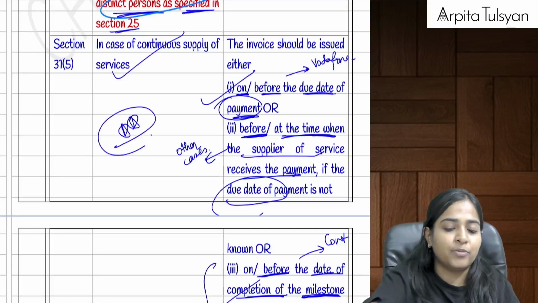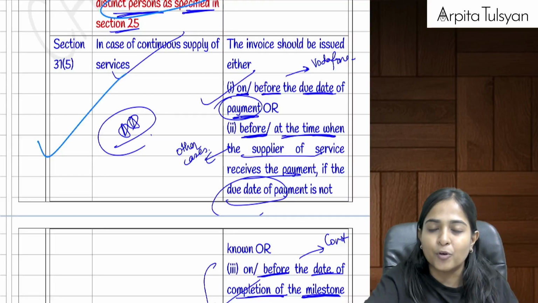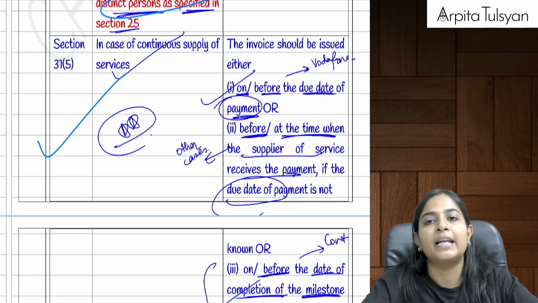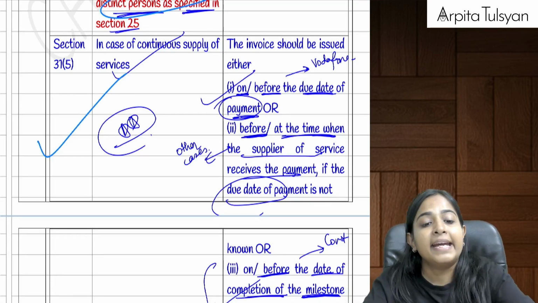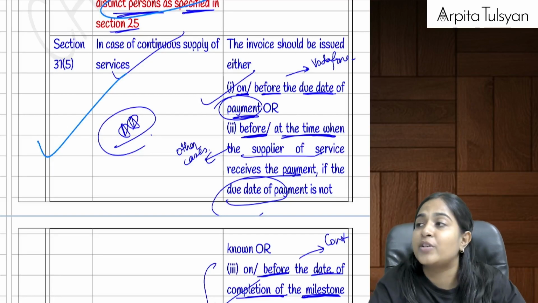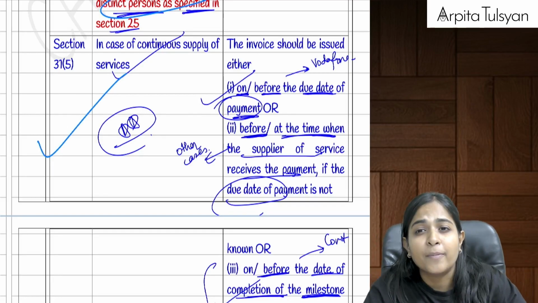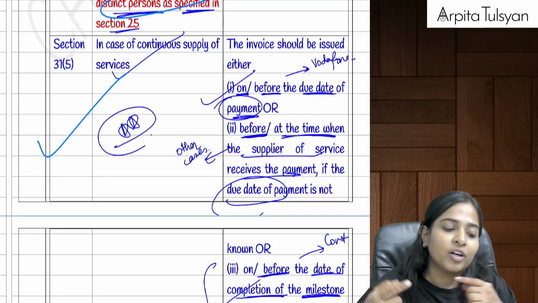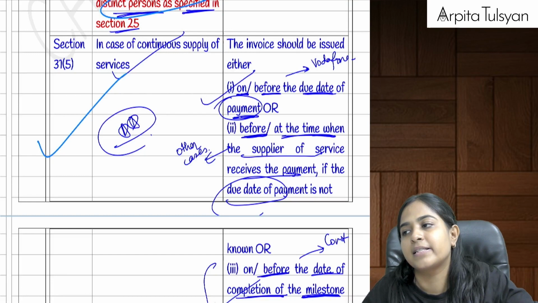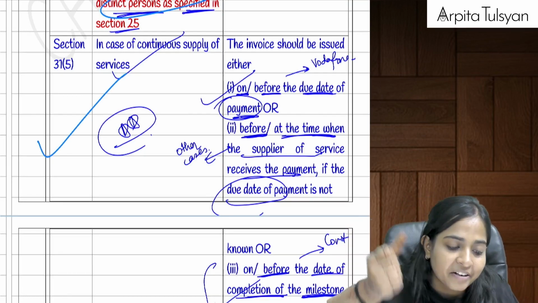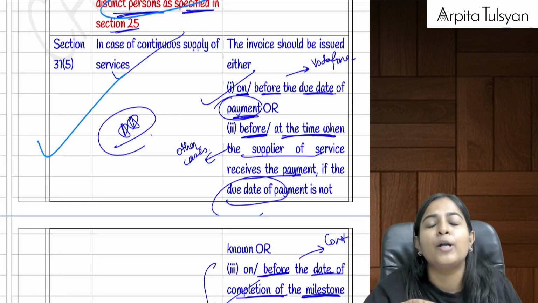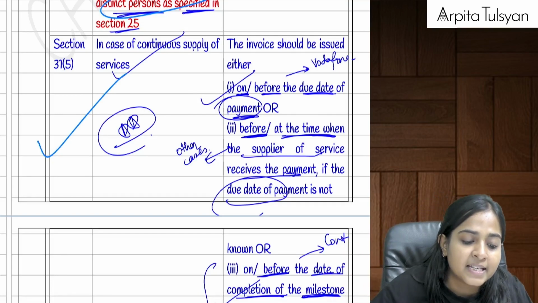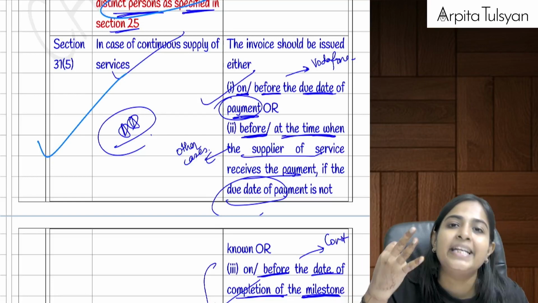And then the next one is a little important from exam point of view also. In case of continuous supply of services, do you recollect we had done continuous supply of goods also? In case of continuous supply of goods, invoice should be issued on or before the issuance of the periodical statement or receipt of periodical payment. So what is going to happen in case of continuous supply of services? I have entered into a contract with you where I am going to provide you services on a recurring basis, for a period of more than 3 months.